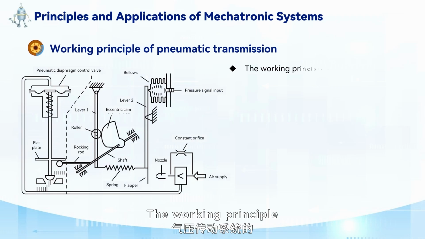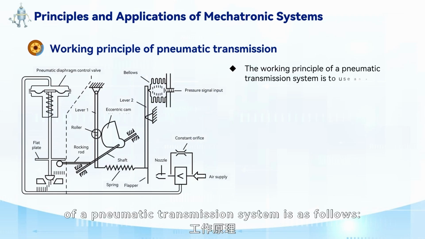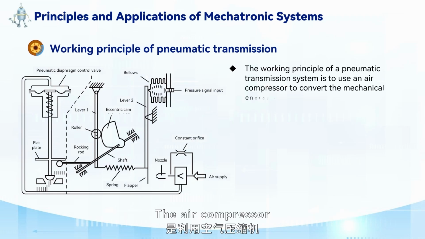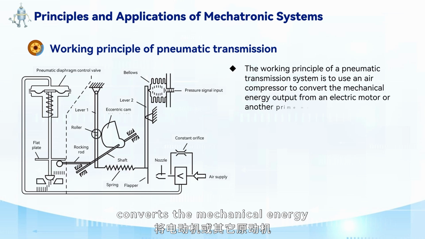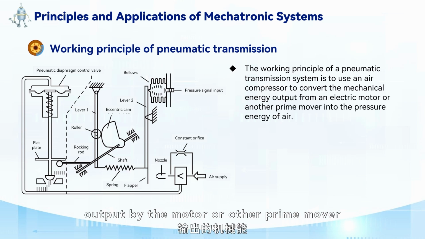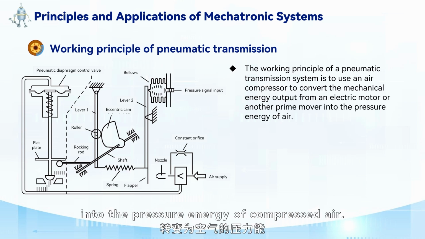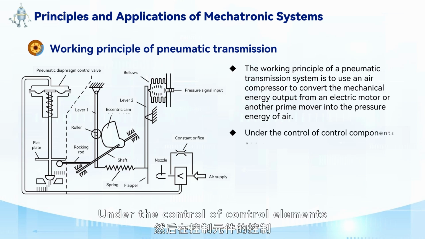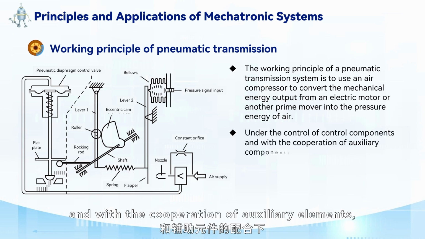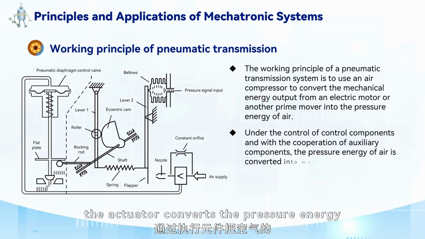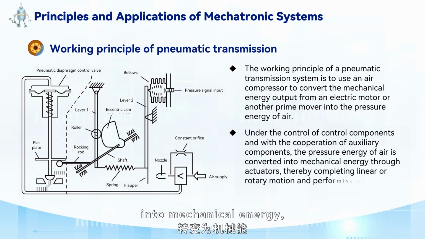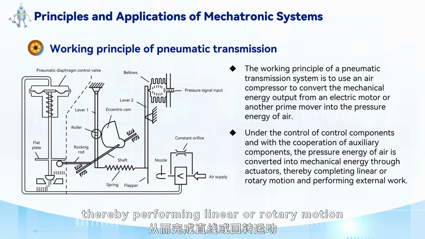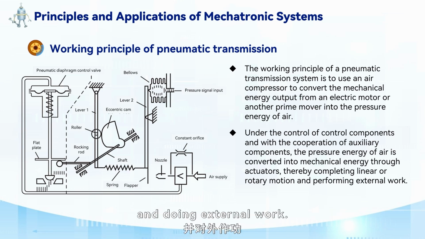The working principle of a pneumatic transmission system is as follows. The air compressor converts the mechanical energy output by the motor or other prime mover into the pressure energy of compressed air. Under the control of control elements, and with the cooperation of auxiliary elements, the actuator converts the pressure energy of the compressed air into mechanical energy, thereby performing linear or rotary motion and doing external work.